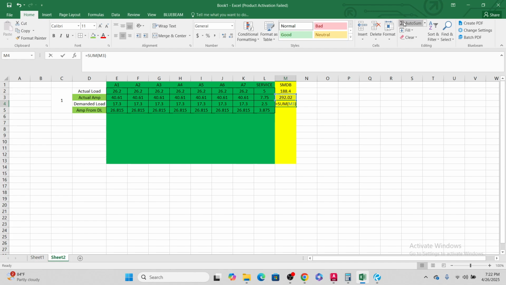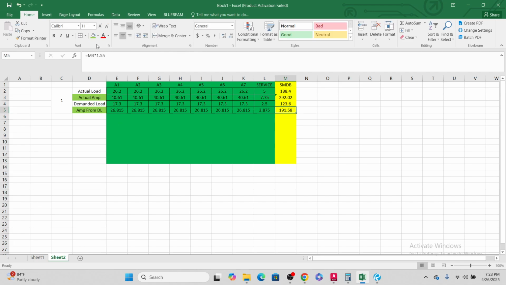Okay, this one should be like this. When you're making a calculation, be a little careful. A small mistake can give you big issues. So this is the sum of demanded load. So the amperage from the demanded load, 1.5. I think I didn't put the multiple point. Oh, why like this?